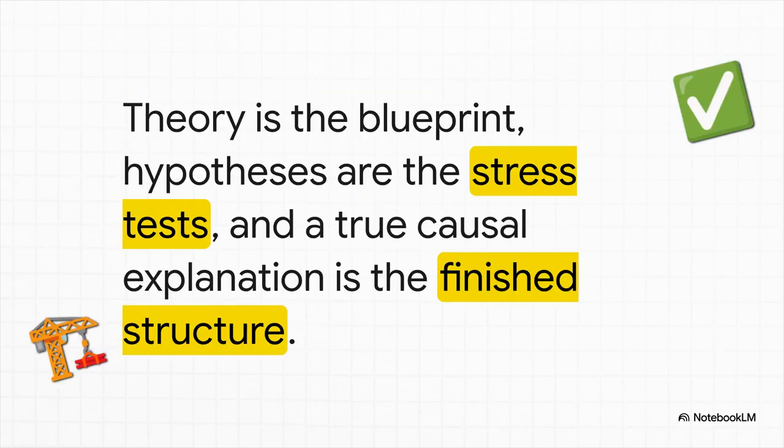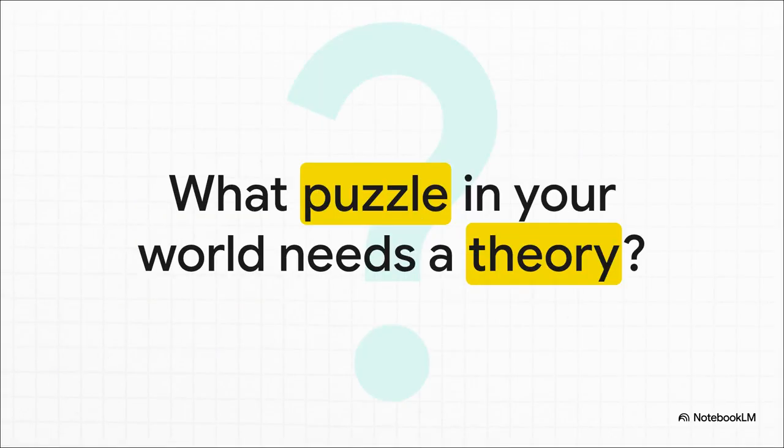So here's the bottom line. Building a theory isn't some vague academic thing. It's a powerful step-by-step process. The theory is your blueprint. The hypothesis is the stress test. And a true causal explanation, well, that's the finished, solid structure that helps us truly understand our world. And that leaves us with one final thought. Now that you've got the blueprint, look around you, at work, in the news, in your own life. What's a puzzle you've always wondered about? What's out there just waiting for its architect?